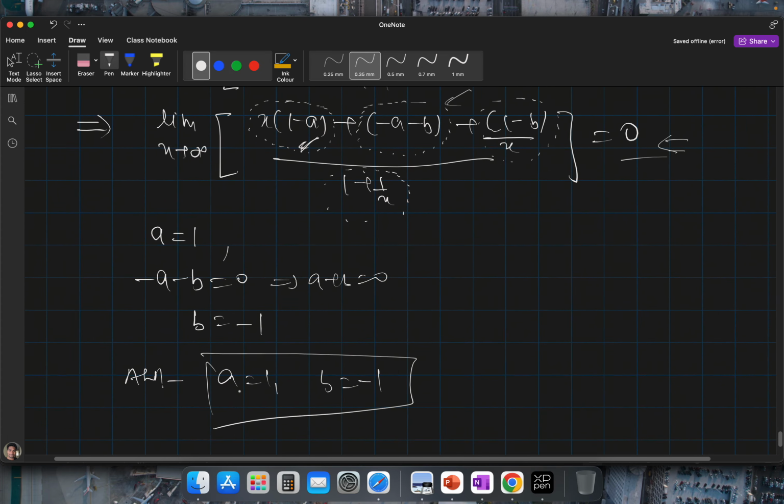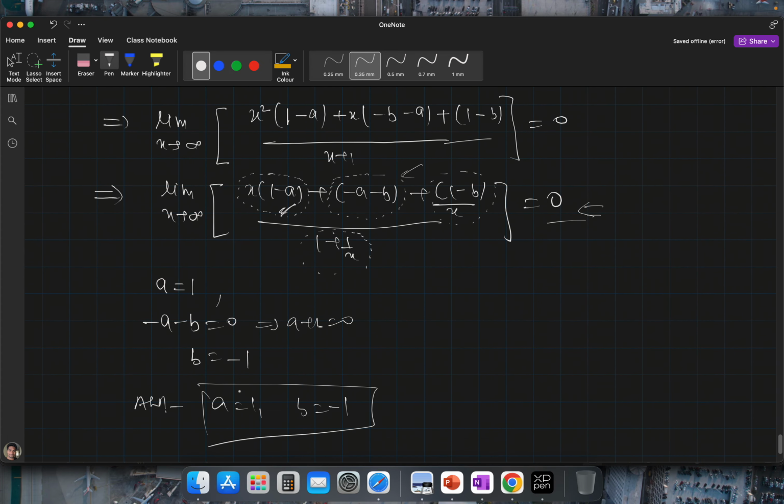Is there any problem here? This is a very standard problem. GATE has never asked this kind of problem till date, but they can ask.